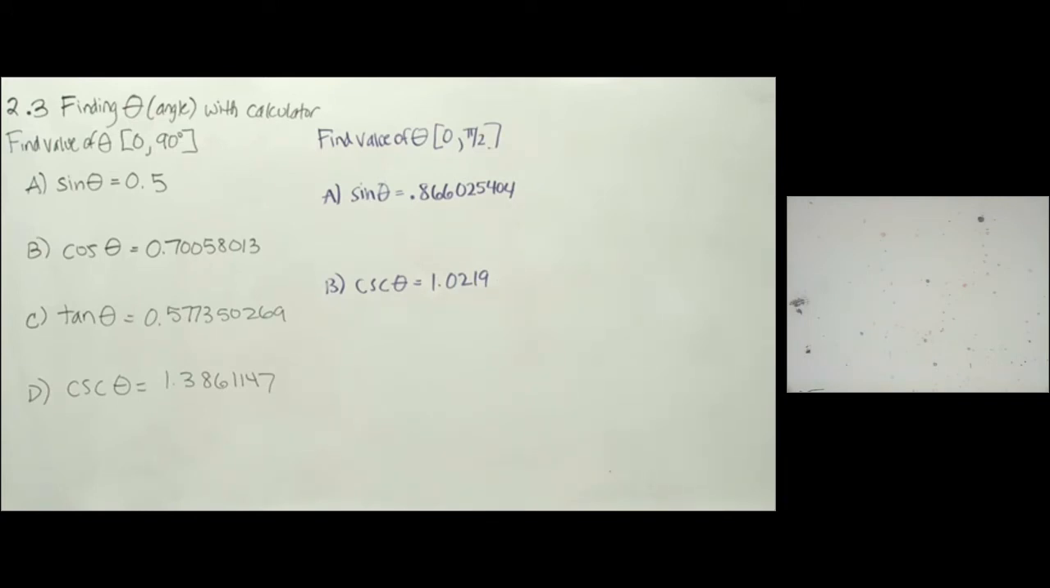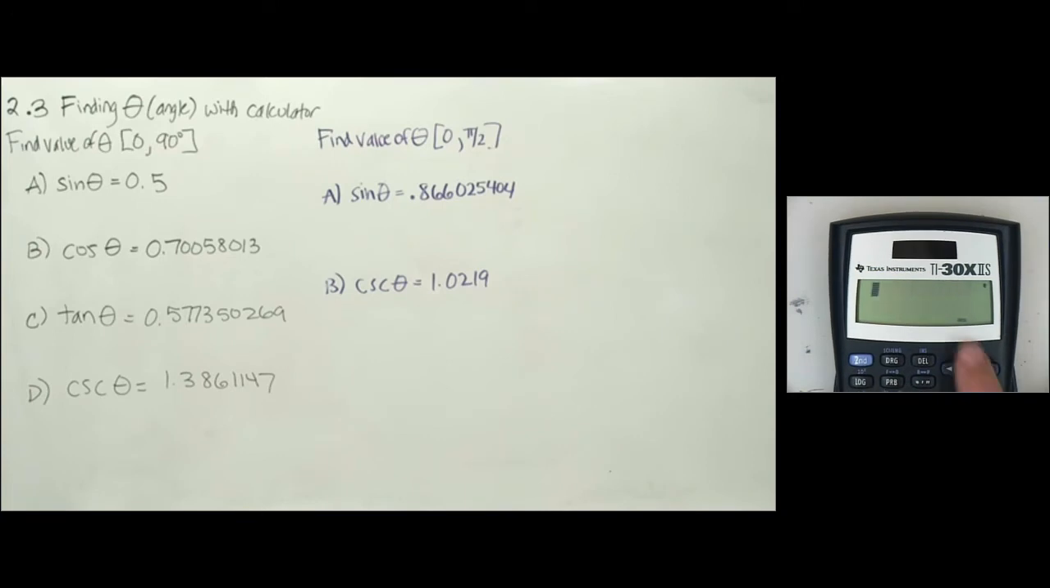Okay. Here's the TI-30. I know I'm in degree mode. There it is. Where do I go to change mode? I go here to DRG. I want radians. I arrow over. I hit equals. Now I'm in radian mode.